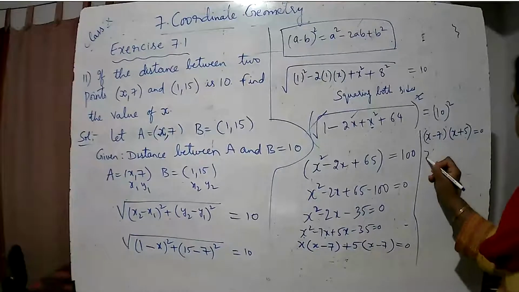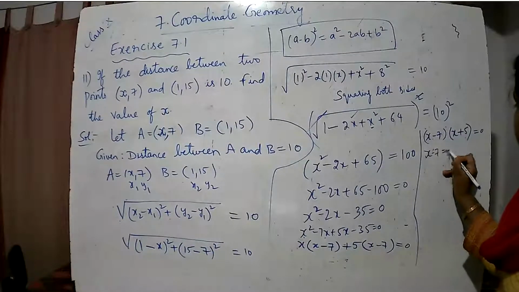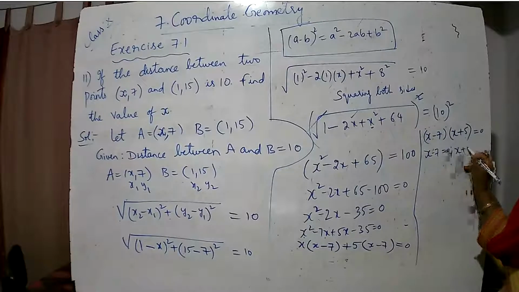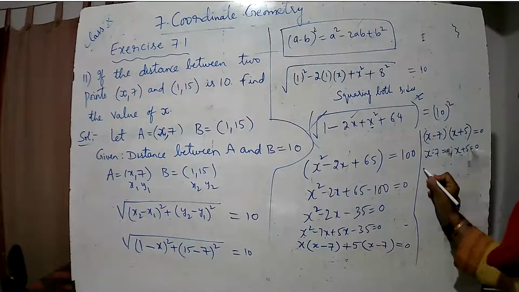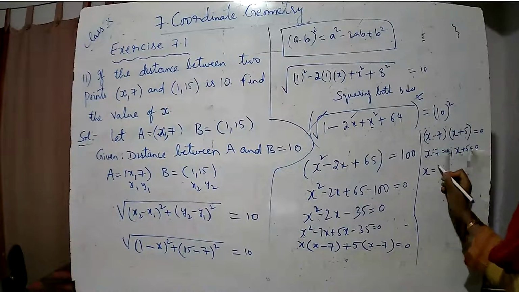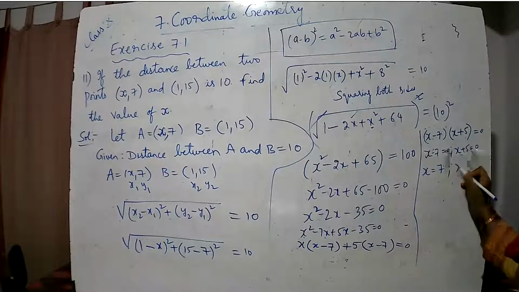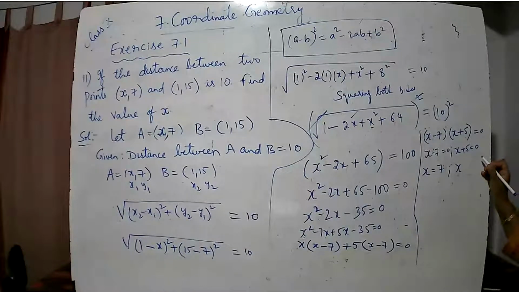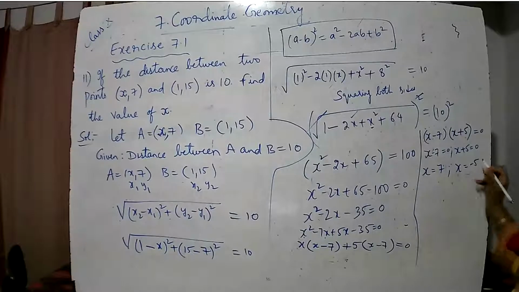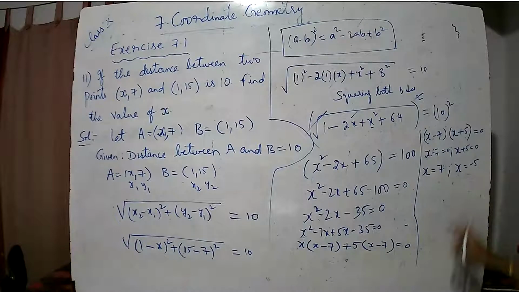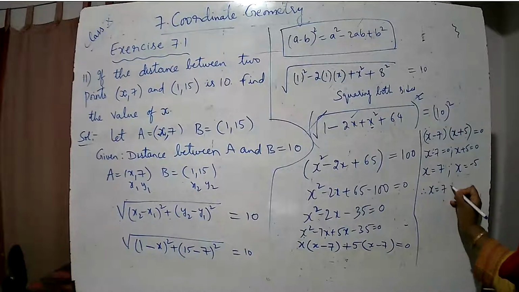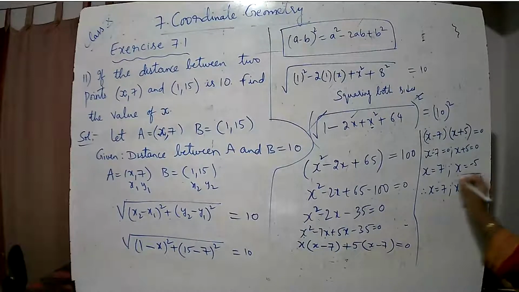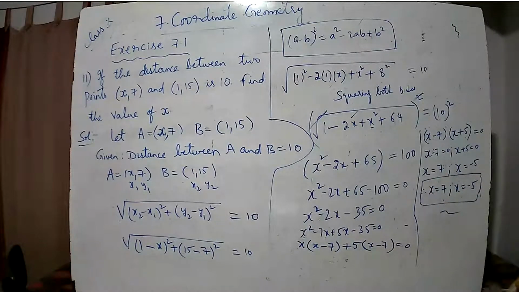So next, I will write x minus 7 equating to 0, and x plus 5 also equating to 0. I want the value of x. So bring this 7 to the right side. So minus 7 becomes plus 7. Also bring plus 5 to the right side, so I will get minus 5. Okay. So now find the value of x. So the values of x are 7 and minus 5. Therefore, x is equal to 7 and x is equal to minus 5. Okay. So this is your answer.